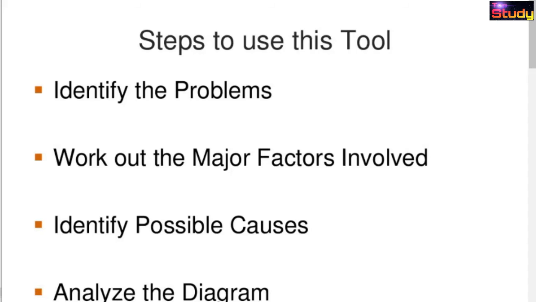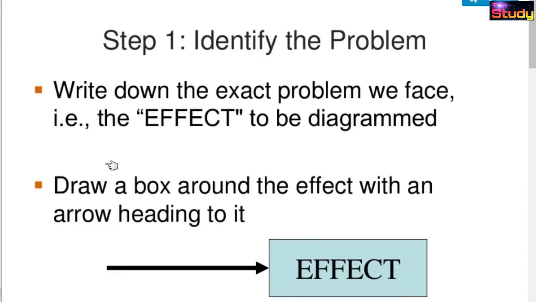So now we see the steps to use this tool. First of all, identify the problem. Next, work out the major factors involved. Then identify possible causes. And last, analyze the diagram. This is the whole thing, the steps to use this tool. So identify the problem. What is the problem? Write down the exact problem we face, that is the effect to be diagrammed. Draw a box around the effect with an arrow heading to it.